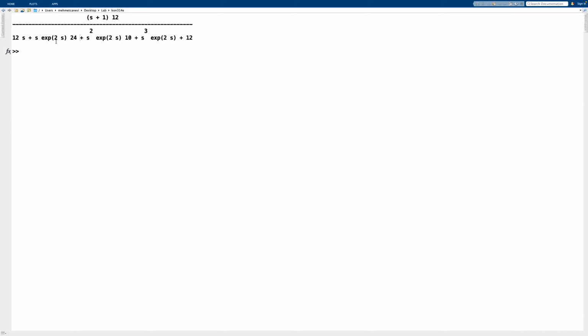So what we can do is separate out the e to the power of 2s portion here. We have that in s cubed and 10s squared and up to here. If we divide everything by e to the power of 2s, we will get s plus 1 times 12 times e to the power of minus 2s, and then s cubed plus 10s squared plus 24s plus e to the power of minus 2s times (12s plus 12). That's going to be it.